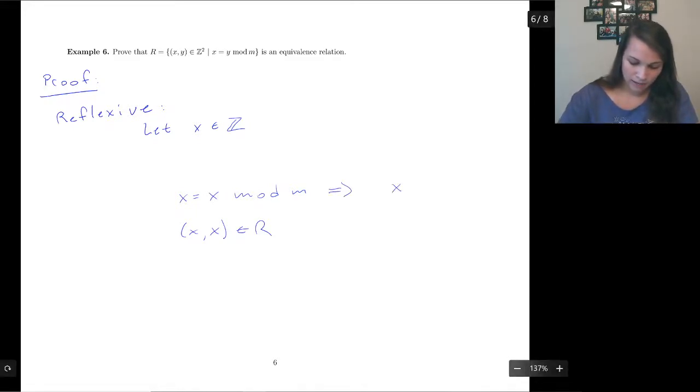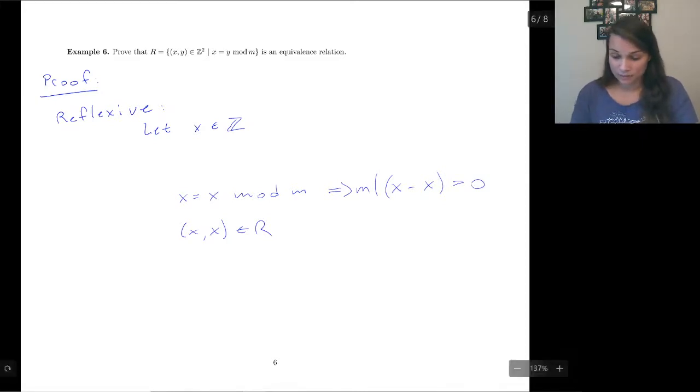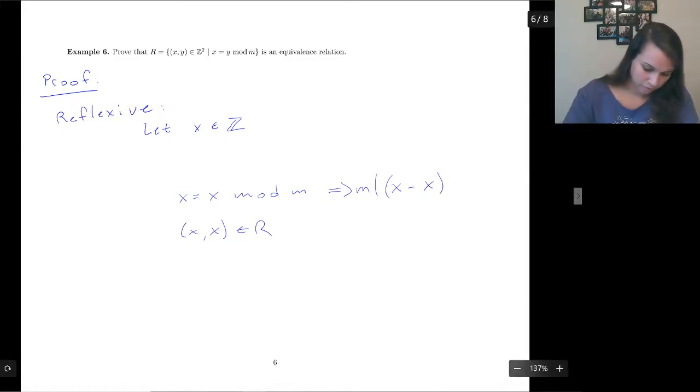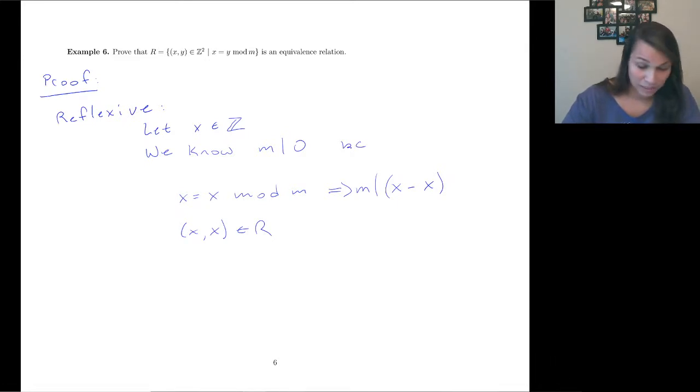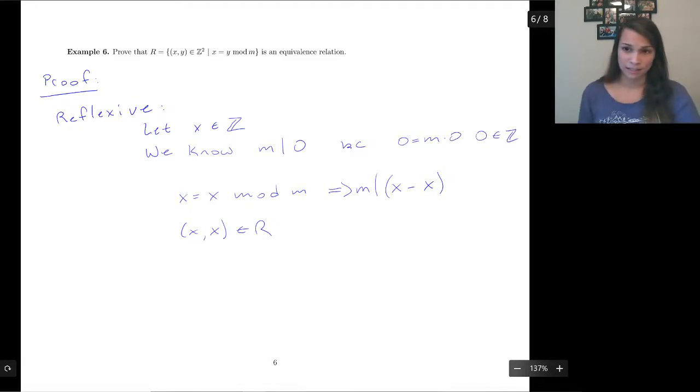This means that we need x minus x to be divisible by m. 0 is divisible by anything. So there we go. That's going to be our missing link. So we know m divides 0. Why do we know that? Because by definition of divides, we can do 0 equals m times 0, where 0 is a perfectly valid integer.